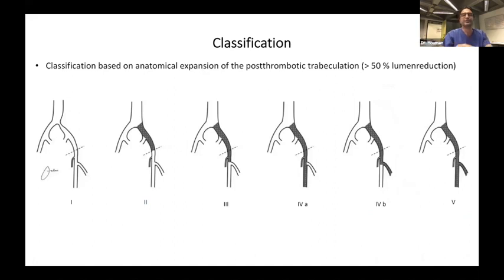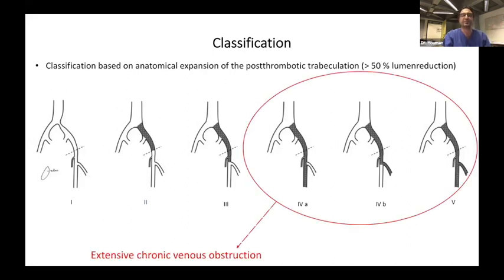So showing you very fast our classification, which is based on the anatomical expansion of the post-thrombotic trabeculation. You see type 1, 2, 3, 4, 5. And just these groups, 4A, 4B, and 5, should be considered as really extensive chronic venous obstruction. Because group 1 is just a compression anywhere. Group 2 is the post-thrombotic disease, but not involving the common femoral vein.